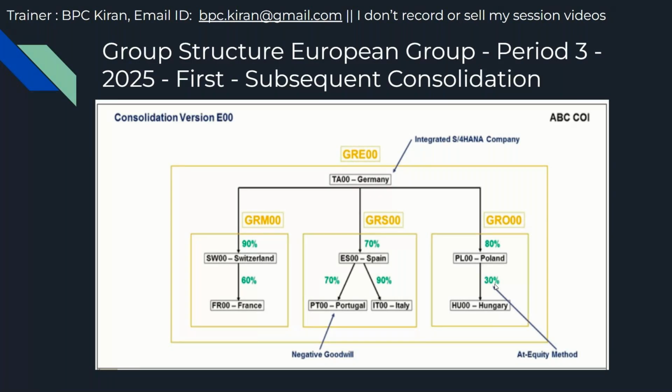So first consolidation and subsequent consolidation, these two we are going to execute in period 3 2025. So period 3 first day, all the companies are entered in the group. Opening balances plus movements, both we will maintain, and we will run first consolidation and subsequent consolidation using positive and negative goodwill scenarios with equity method.